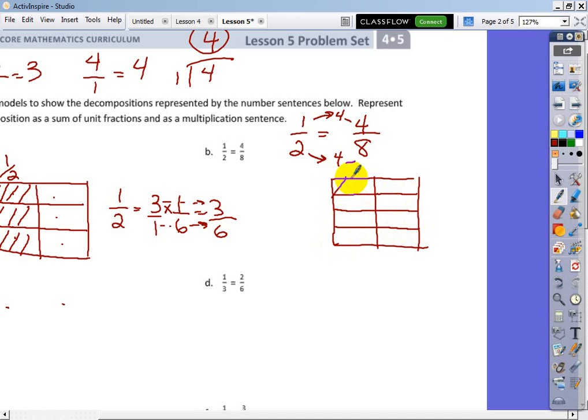Okay, there's our half. And there's 1, 2, 3, 4 8s. 1/2 equals 4/8. I'm not going to do the multiplication. That just, everybody knows it.